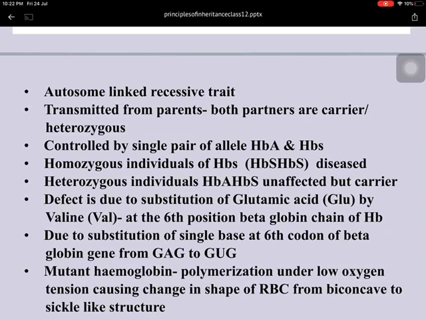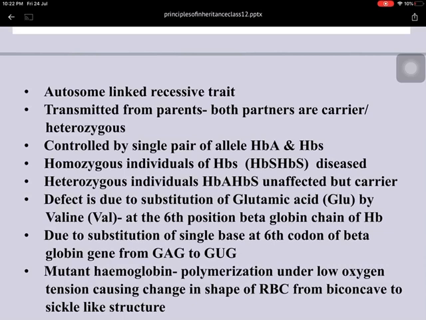The defect is due to substitution of glutamic acid. What happened in this? In the NCERT book, one diagram is given, try to see it. For normal hemoglobin, as you know, the structure is biconcave, and the messenger RNA produced is GAG. Normally it produces glutamic acid. Glutamic acid actually helps to retain the structure of the RBC, which has a biconcave structure.